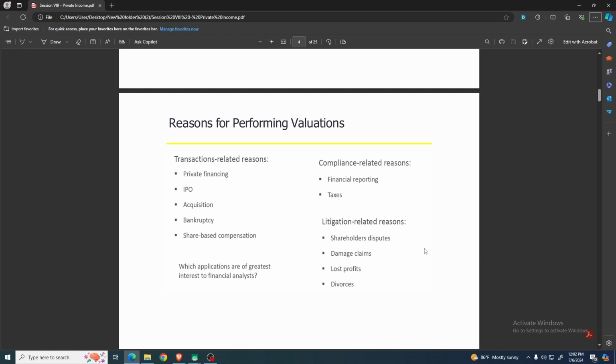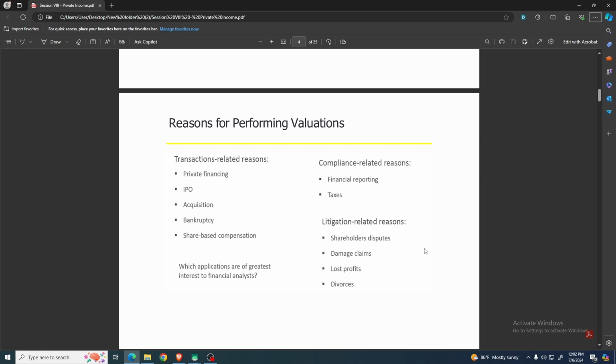And then you have the share-based compensation. Companies often use share-based compensation to incentivize employees. So here also valuations are needed to determine the fair value of these shares. For example, a tech startup granting stock options to its employees needs to value these options to ensure that they are reported correctly in financial statements.